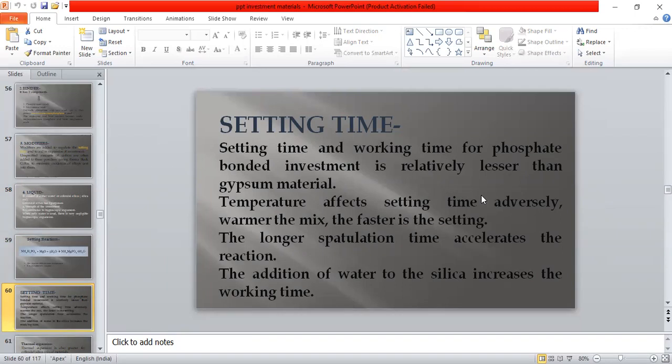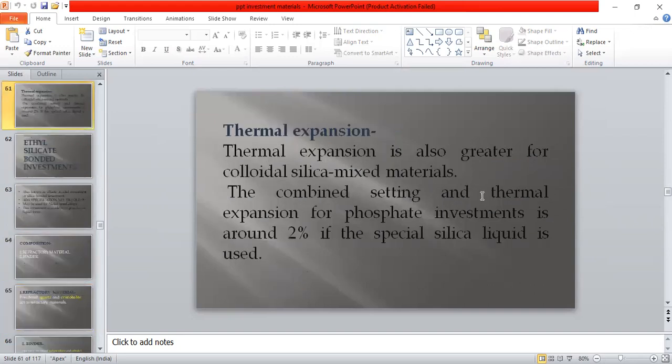Next, the longer the spatulation time, the more it accelerates the reaction. Then the third is addition of water to the silica. Addition of water to the silica and phosphate bonded investment material increases its working time.